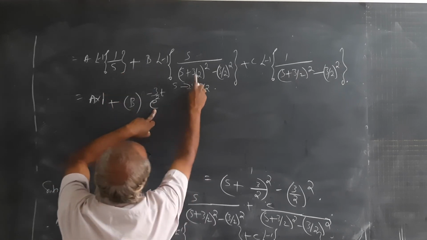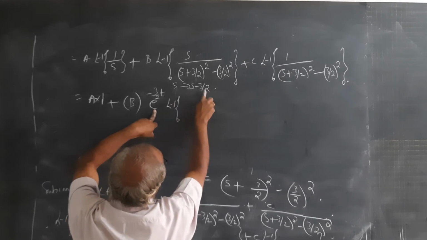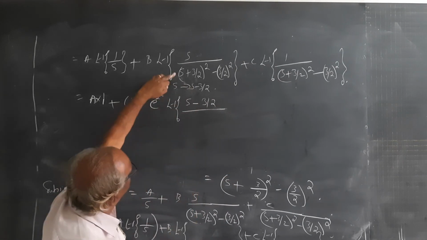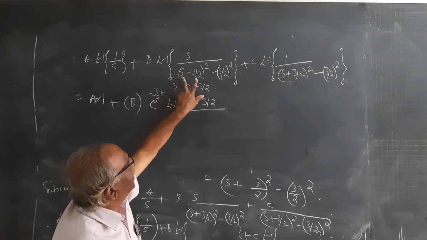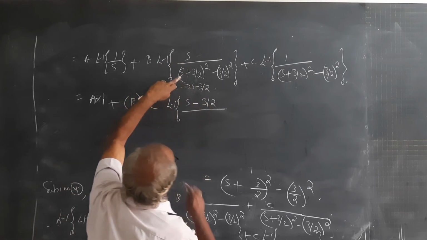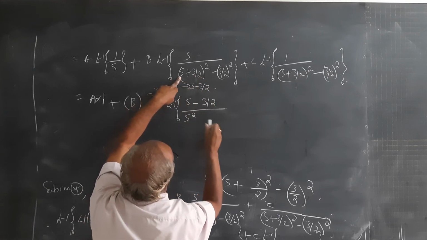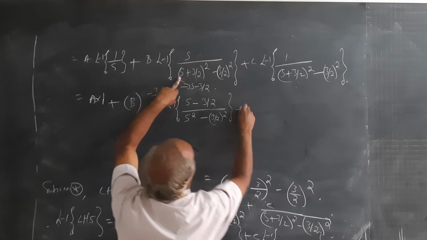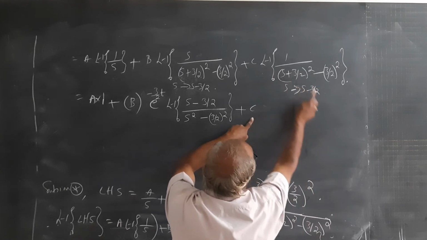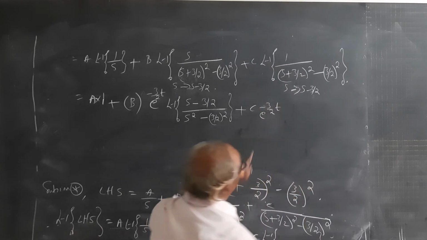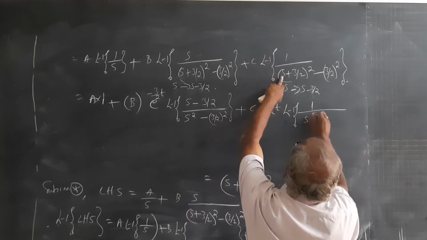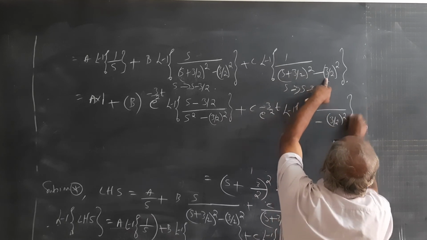So B into e to the power minus 3 by 2 t into L inverse of, wherever S is there, so in the numerator also this S is S minus 3 by 2. Whenever you find a factor like S plus 3 by 2, you have to replace it by S minus 3 by 2. So in the numerator S is replaced by S minus 3 by 2: S minus 3 by 2 plus 3 by 2, over S square minus 3 by 2 whole square. Next C into, once again S is replaced by S minus 3 by 2, so e to the power minus 3 by 2 t into L inverse of 1 by S square minus 3 by 2 whole square.